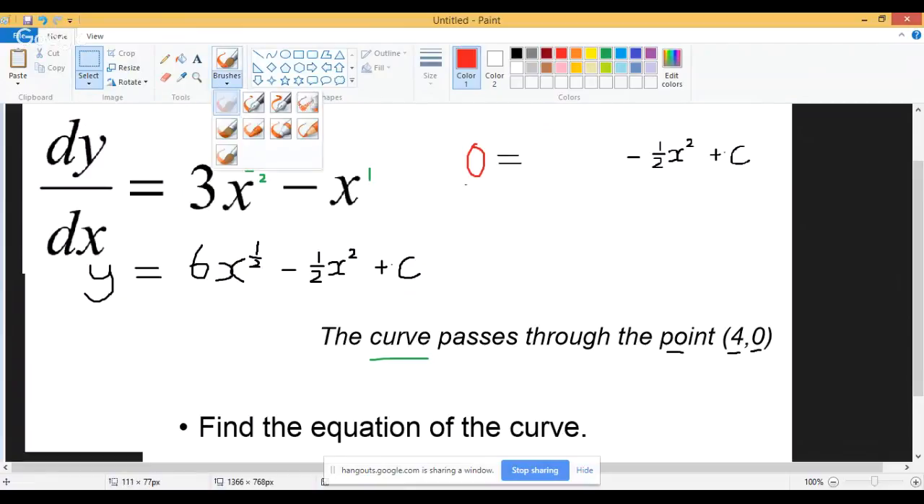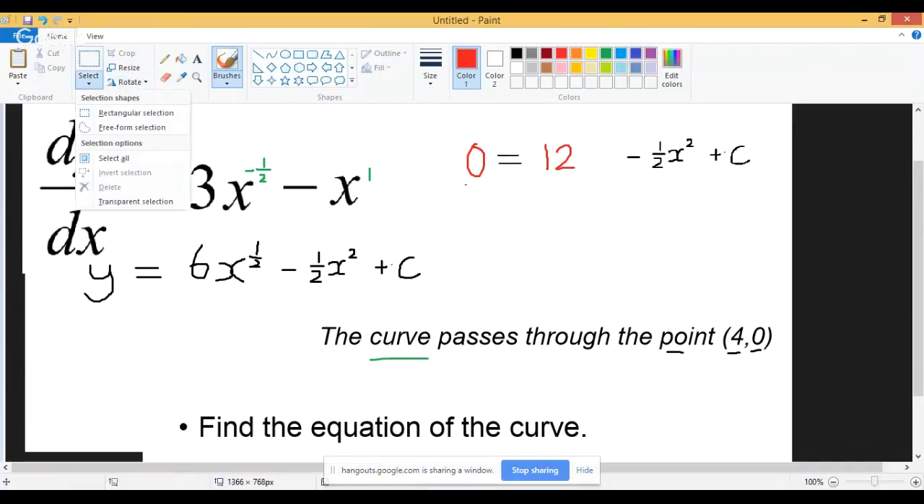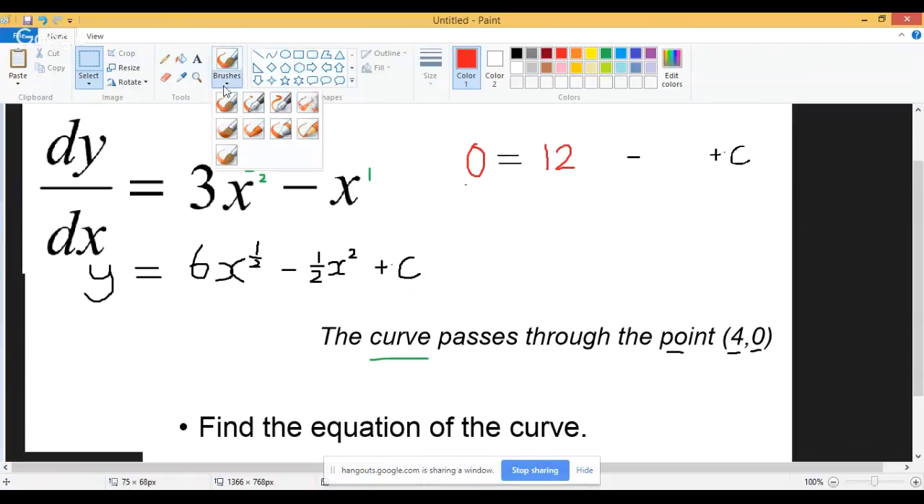You can do the next bit while you're waiting for me to write 12. We've got 4 squared makes 16. Half of that is 8. And then we've got a constant that we don't know. So 12, take away 8, plus some other number has to make 0. Well, that's got to be minus 4. So 12 take away 8 makes 4. 4 add minus 4 would make the 0.